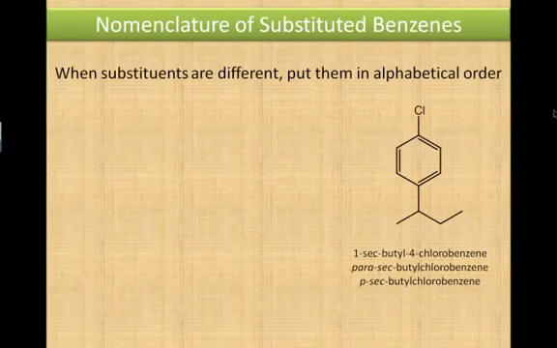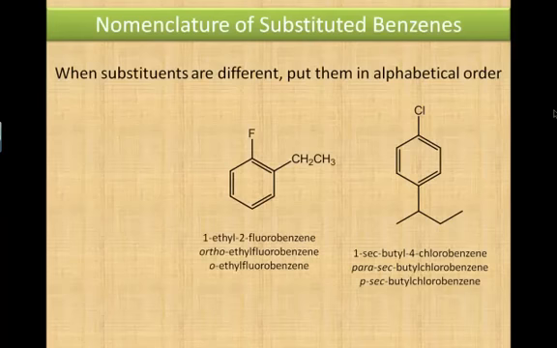So this could be called 1-sec-butyl 4-chlorobenzene, or it could be called para-sec-butyl chlorobenzene. Here I have an ethyl group and a fluoro group. So this would be 1-ethyl, 2-fluorobenzene, or ortho-ethyl fluorobenzene.